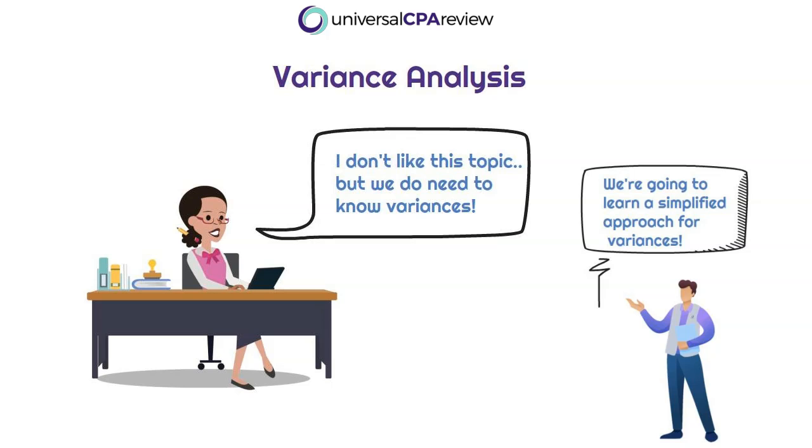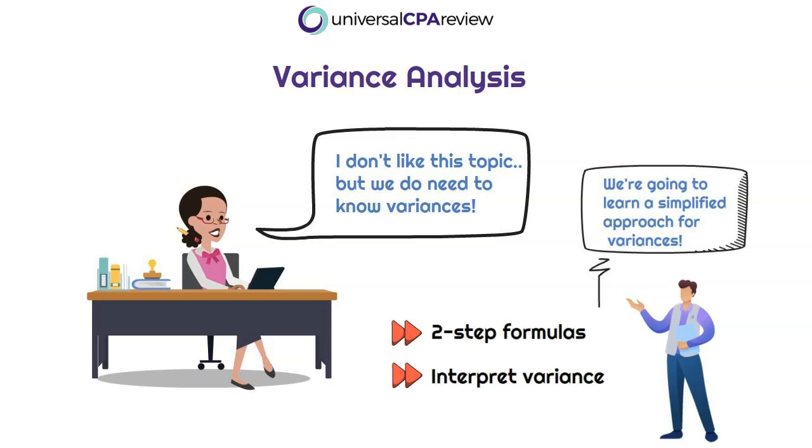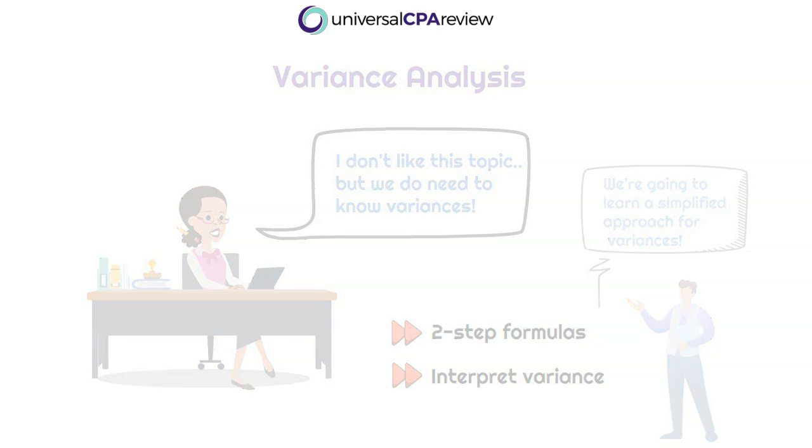I'm sure you've seen some of the formulas. They're wacky, they're hard to remember. We're going to focus more on a two-step approach for each variance. And then we're going to talk about how to interpret the variance, because if we can get to that level where we can interpret and explain it to somebody else, well, guess what? It makes it a lot easier to remember the formula and how to calculate it. And that's how we best prepare for the CPA exam.